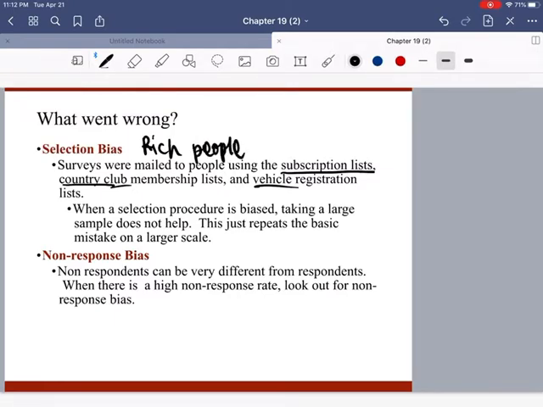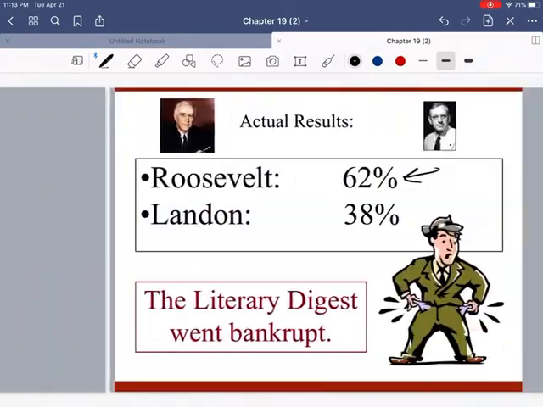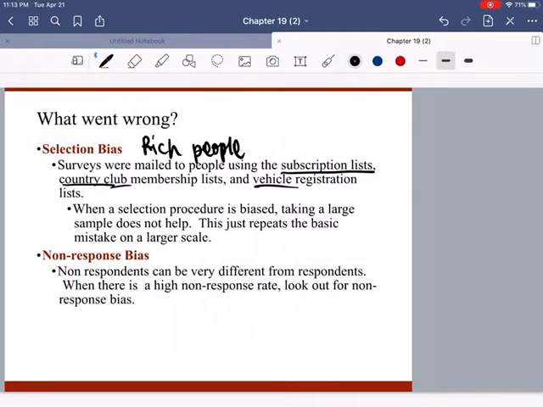They didn't send it out to the middle class or the low class people, poverty. I don't remember what that bottom class is called. That's okay. And they said, well, yeah, but we sent it out to 10 million people. So that should have made up for the fact that we didn't sample everybody.